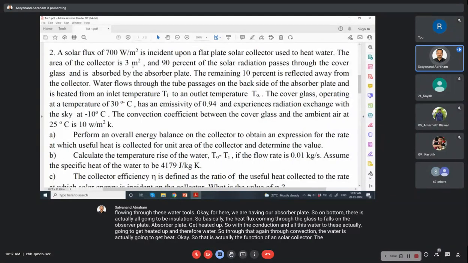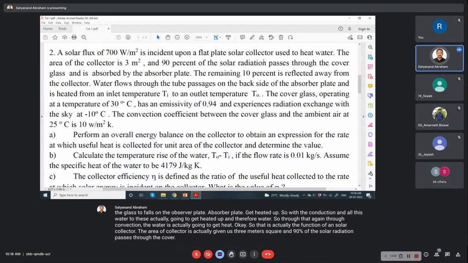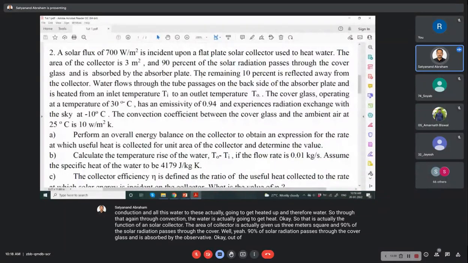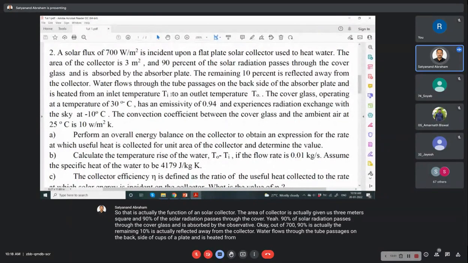The area of collector is given as 3 meter square, and 90% of the solar radiation passes through the cover glass and is absorbed by the absorber plate. So out of 700, 90% is absorbed. The remaining 10% is reflected away from the collector. Water flows through the tube passages on the backside of the absorber plate and is heated from an inlet temperature T_i to an outlet temperature T_o.